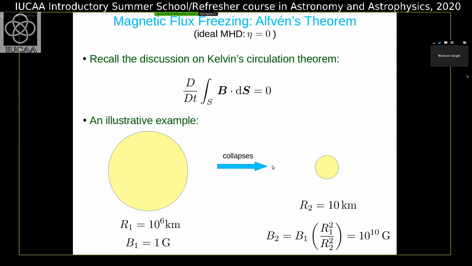If that were to collapse, and you can just take an extreme limit, it's not that it has to be exactly like that, it's just an illustrative example. Suppose you were to collapse it to a neutron star scale, from 10 to the 6 kilometer to 10 kilometer. Then B1 R1 squared must be equal to B2 R2 squared. You can work out how much magnetic field you gain just by this idea of flux freezing. Given that the field is frozen, 1 Gauss will become 10 to the 10 Gauss. It's not very far from the strongest magnetic fields you know.